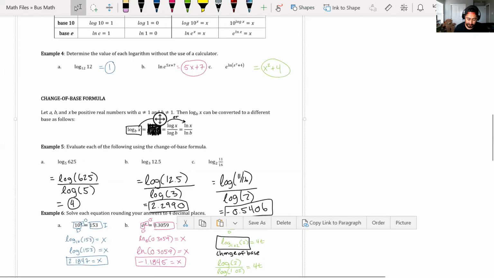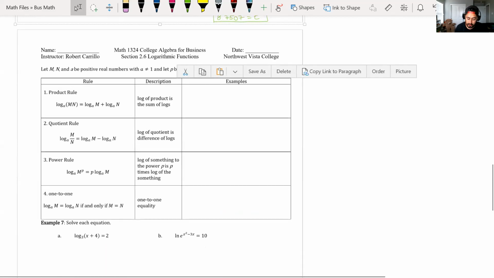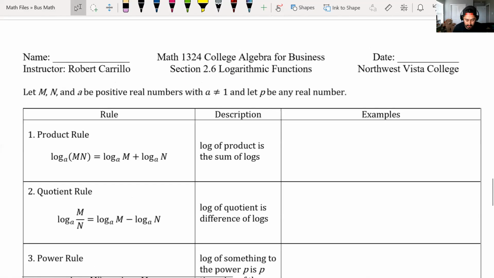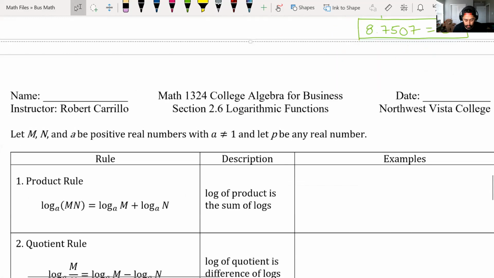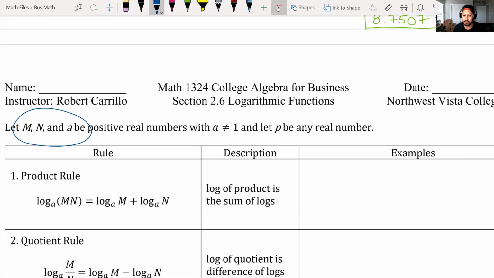Okay, let's keep going. We made it to the last page, where we learn more properties of logarithms. Yay, right? Yay. All right. So let's get into the first rule. Of course, the above says let m, n, and a all be positive real numbers where the base cannot be equal to 1 and p is any real number. So these are all terms we're just using in the definitions below. So don't worry too much about that.